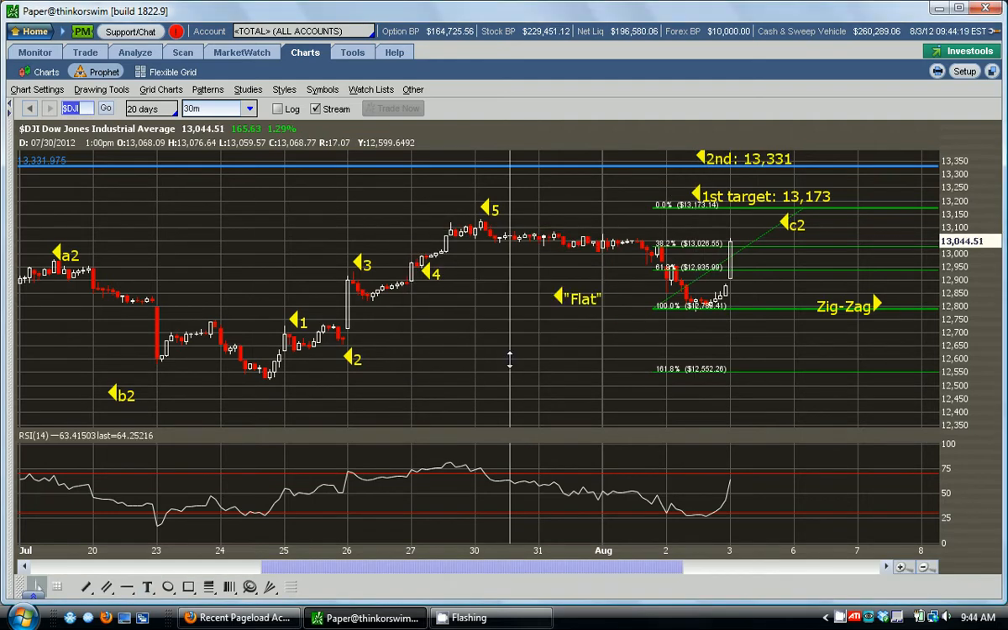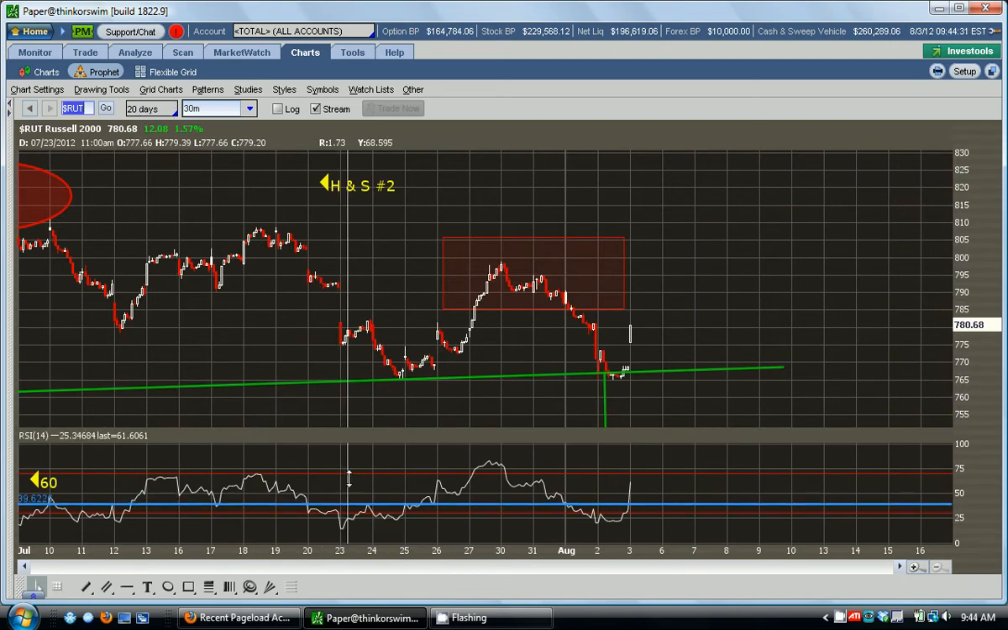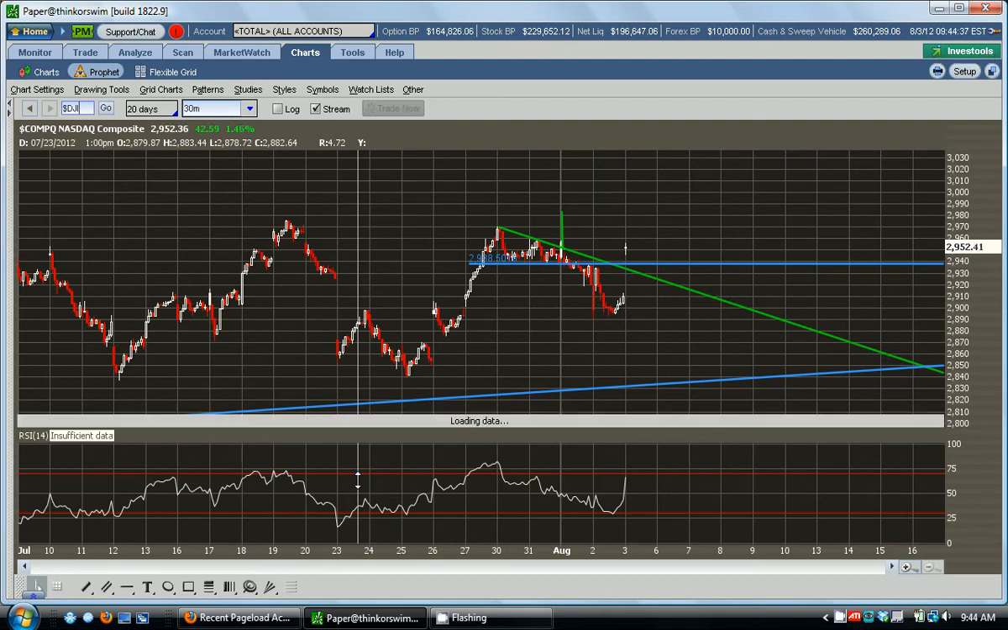You want to keep an eye out for the breadth of the movement. So you want to see the Russell 2000 outperforming, which it is. You want to see the NASDAQ outperforming, and you want to see the Dow underperforming, which it is. That's normally what happens at the beginning of a bull movement. But just to keep an eye on things, this is how you're going to do it.